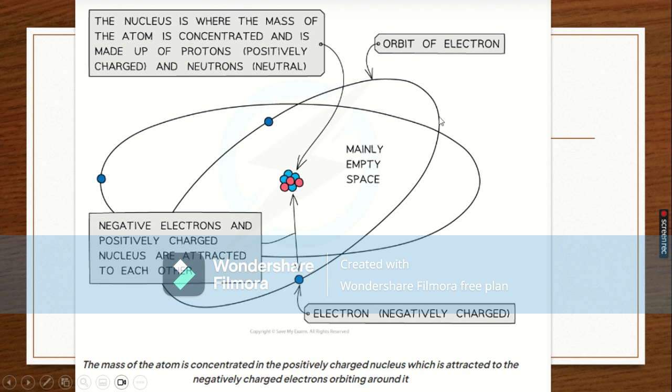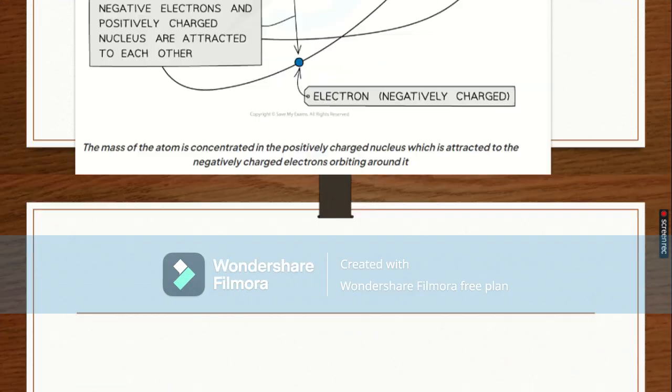Now, this is the orbit of the electron, the path the electron takes. The electrons are moving very randomly, very swiftly, and in random directions. The electrons are negatively charged, as we already know. The negative electrons and positively charged nucleus are attracted to each other by the electrostatic force of attraction. Let's see this point as well. The mass of the atom is concentrated in the positively charged nucleus, which is attracted to the negatively charged electrons orbiting around it, and that is what holds the atom together. Let's go further.